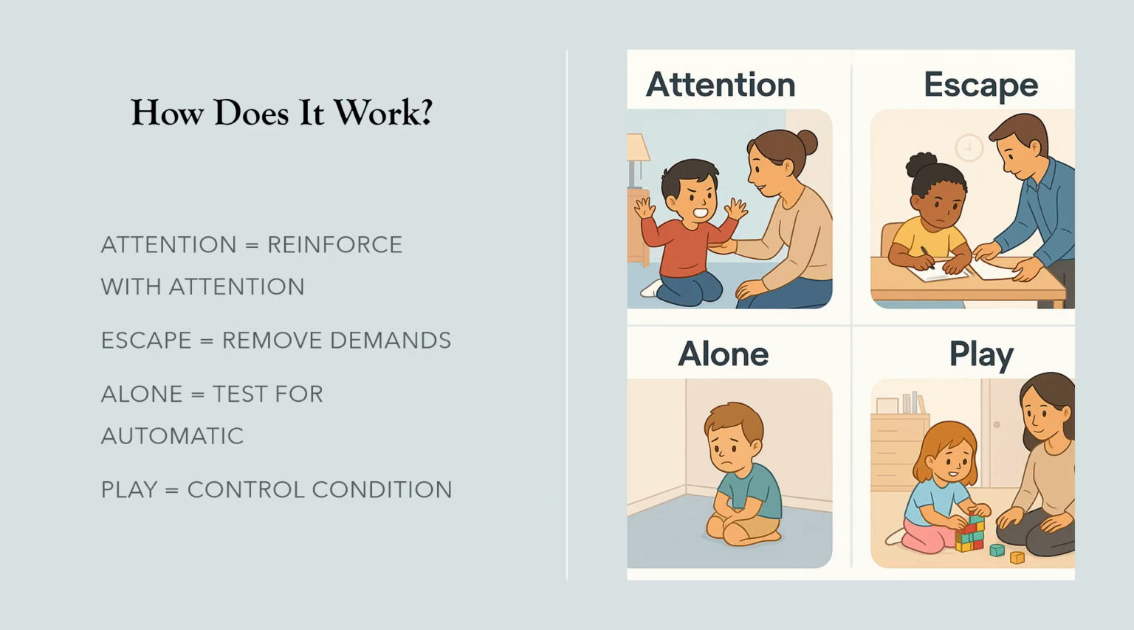How does it work? Each testing condition is designed to isolate a possible function. For example, in the attention condition, we give attention only when the behavior occurs. In the escape condition, we remove a demand. In the alone condition, we see what happens when there is no stimulation. The play condition is used as a control. By comparing these conditions, we can clearly see which one causes the behavior to increase.